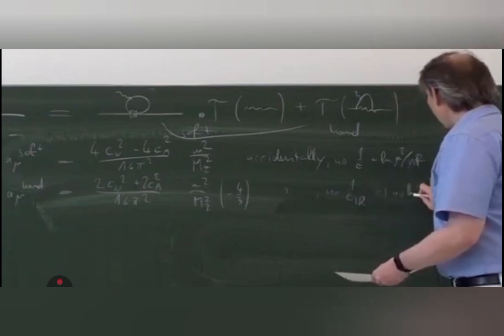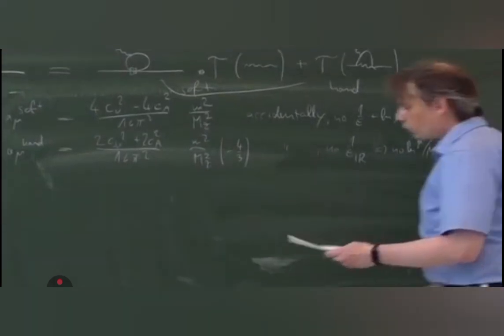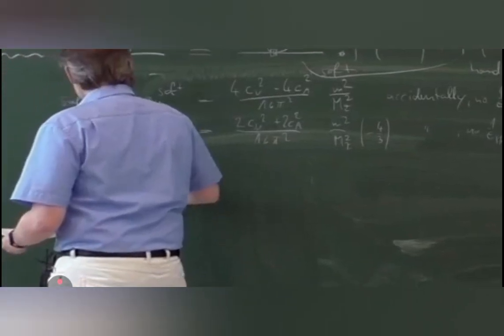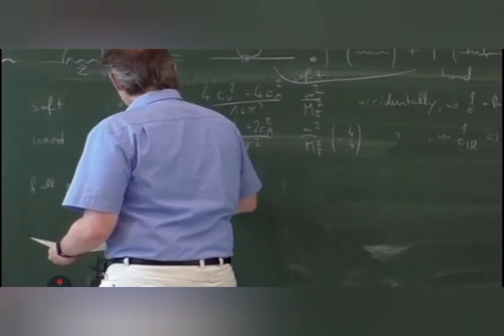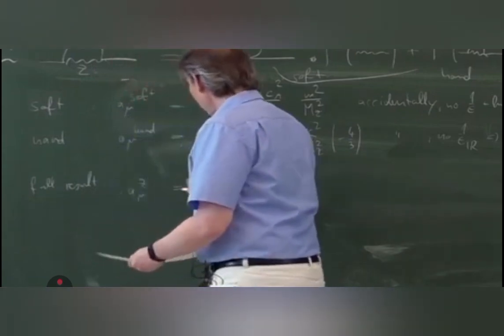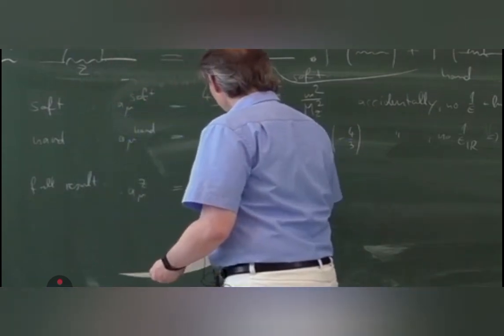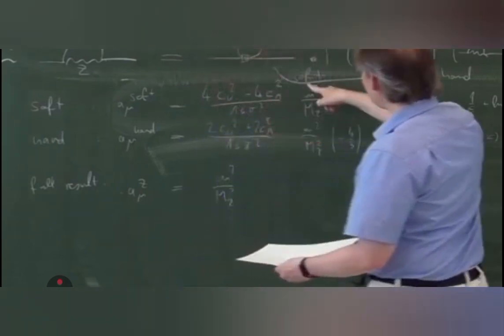Therefore there is again no ln mu square divided by the Z mass square. And so if we combine it, we obtain the full result, which is: the muon g-2 from the Z boson in the standard model is given by the mass suppression mu square divided by the Z mass square times the sum of the two terms.